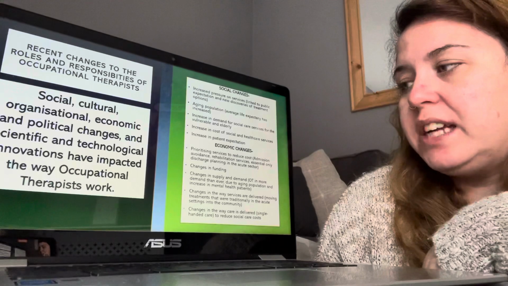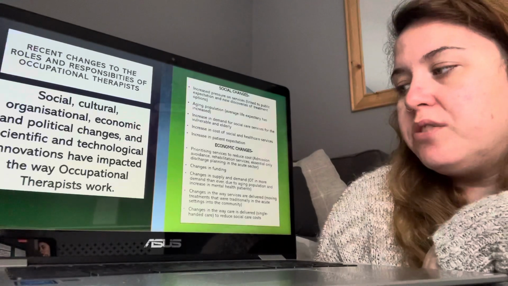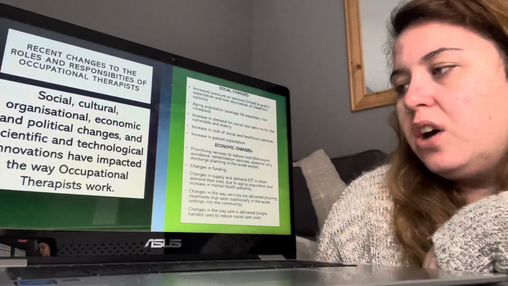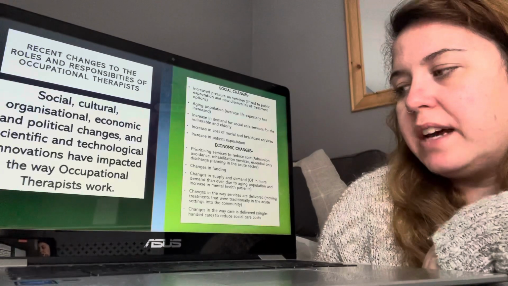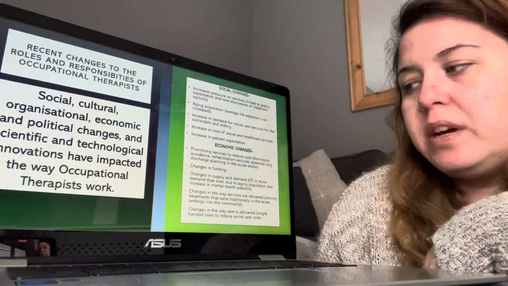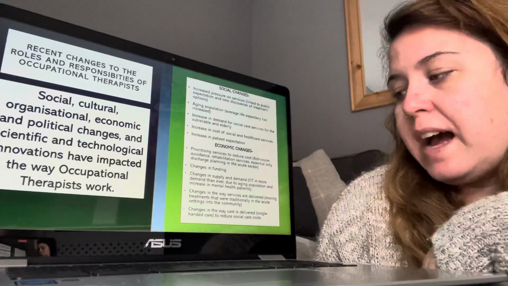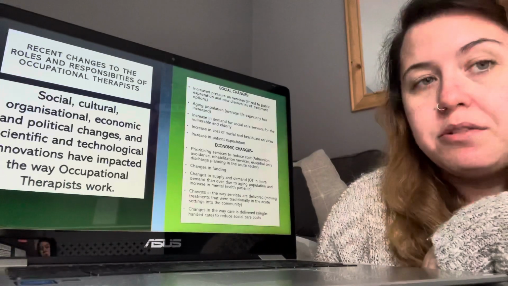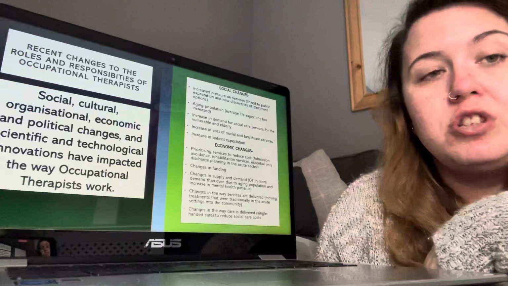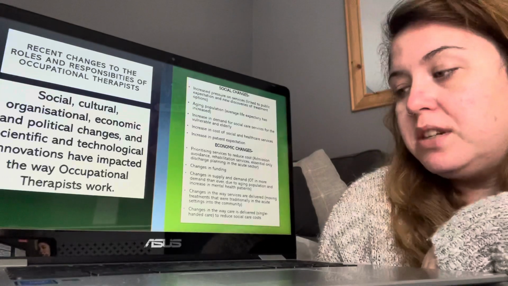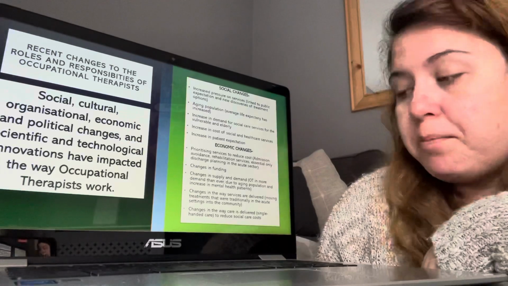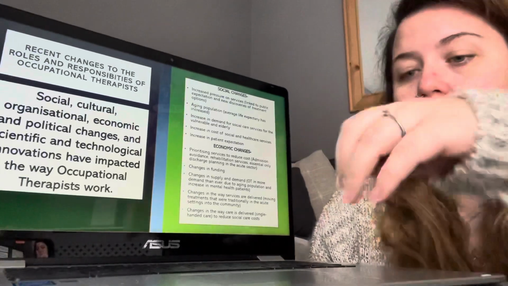Some of the economic changes: prioritising services to reduce costs, such as admission avoidance, rehabilitation services and essential only discharge planning in the acute sector. Changes in funding, changes in supply and demand, so OT is in more demand than ever due to the ageing population and an increase in mental health patients. Changes in the way services are delivered, so moving treatments that were traditionally in the acute sector out into the community. And then changes in the way care is delivered, so single-handed care is an example to reduce social care costs.